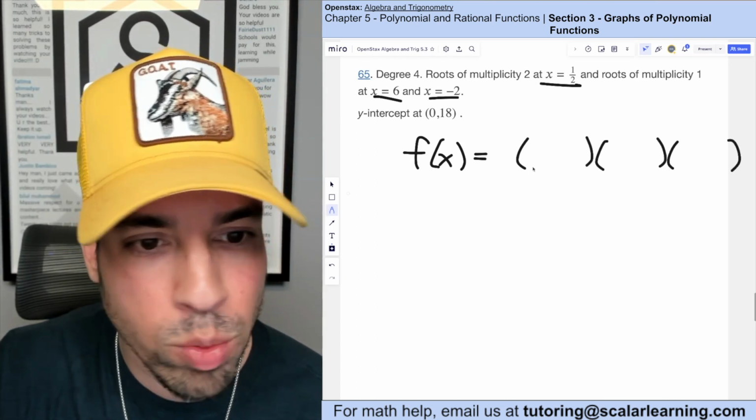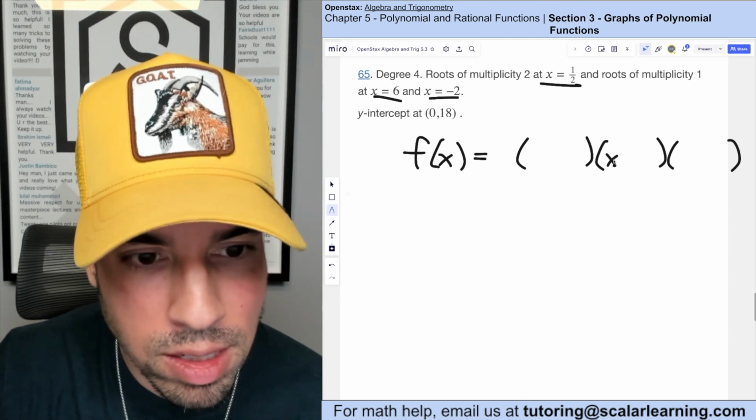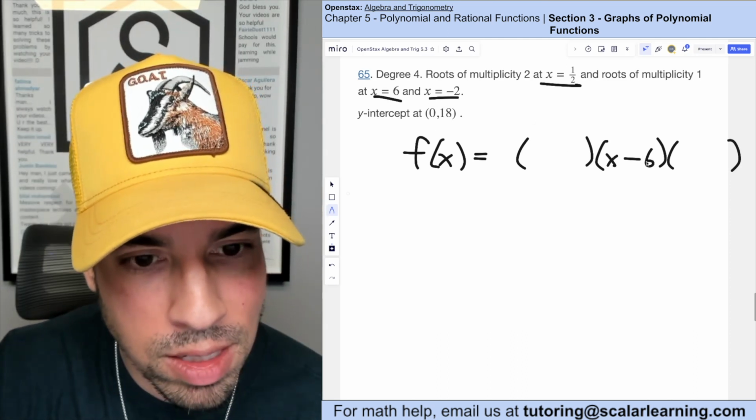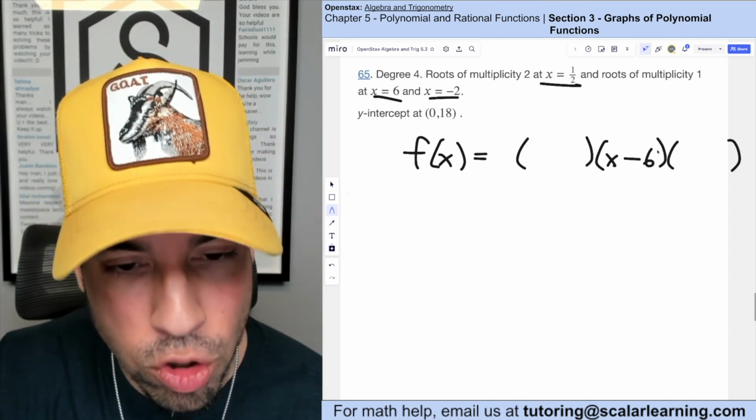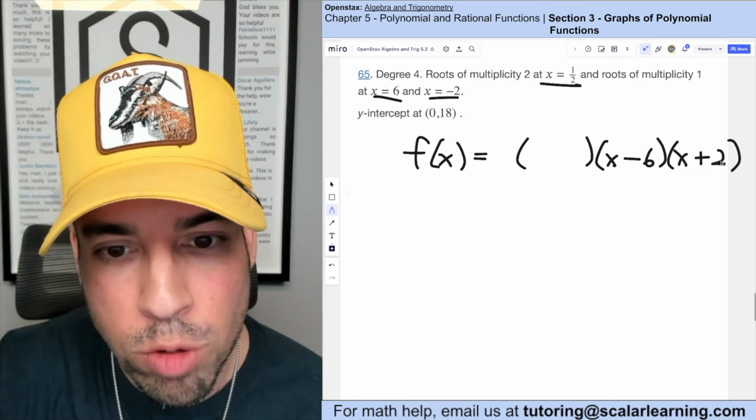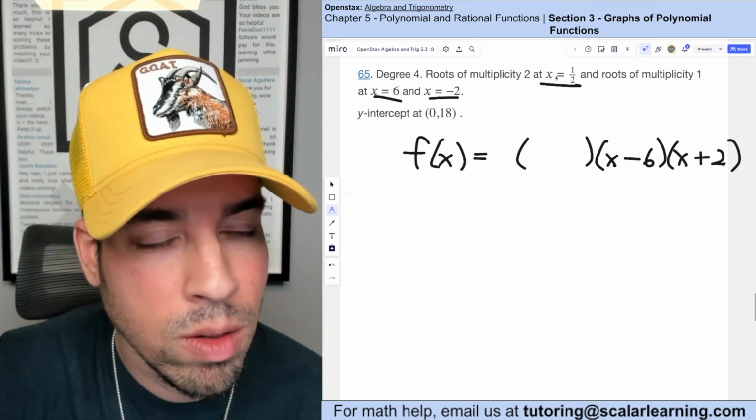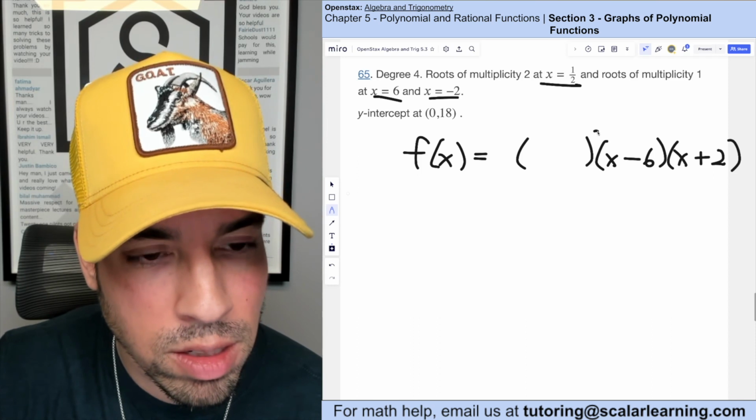So let's put in the ones with multiplicity of 1 first. That is x minus 6, and x minus negative 2, which is x plus 2. Those are both going to be raised to the first power. And then what about this one? This is going to be raised to the second power.